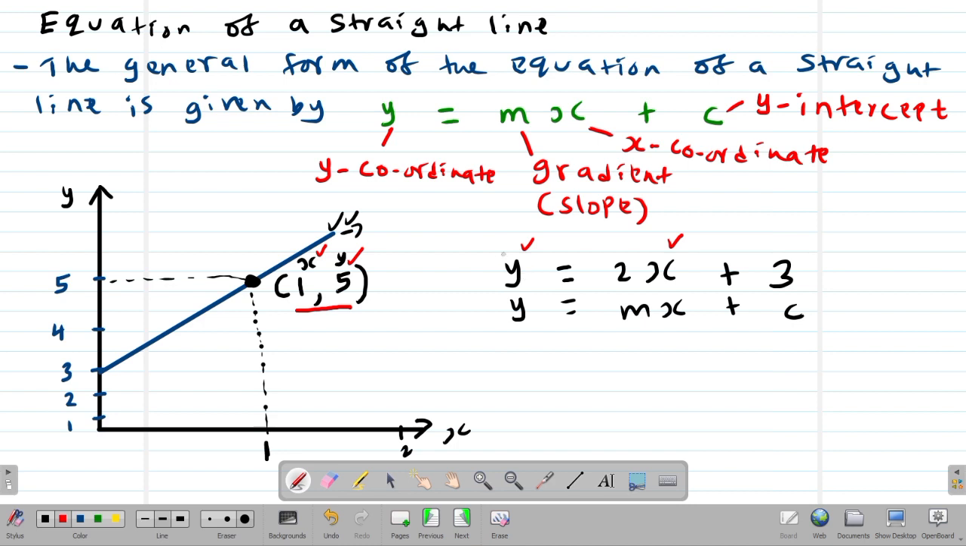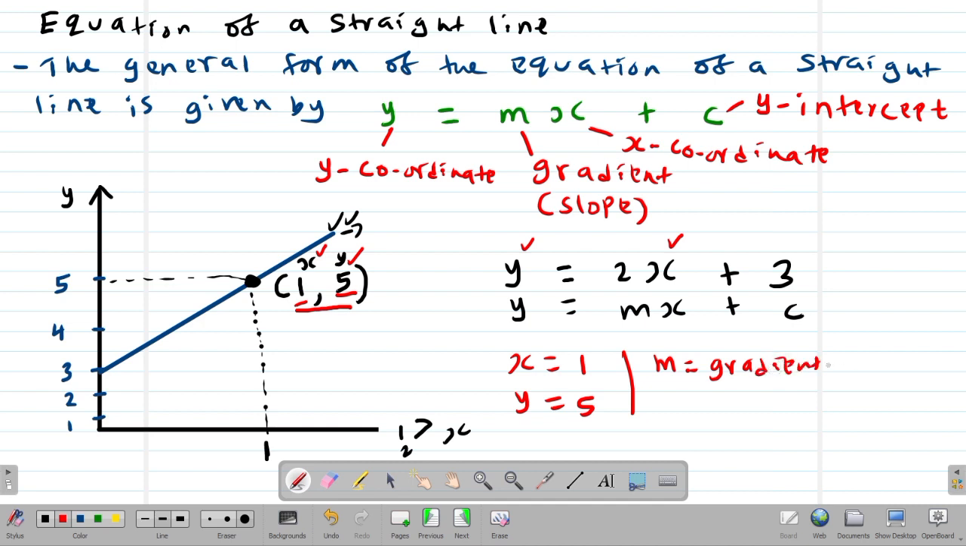For example, if our y is positive 5, it means that we'll have 5 equal to 2 times, in brackets, our x coordinate which is 1 for this point, plus 3. So 5 will be equal to 2 times 1, you'll get 2, plus 3. Clearly you can see that 5 is equivalent to 5. So you can see our equation is balancing. Therefore, through the point 1, 5, the x coordinate will be 1 and the y coordinate will be 5.